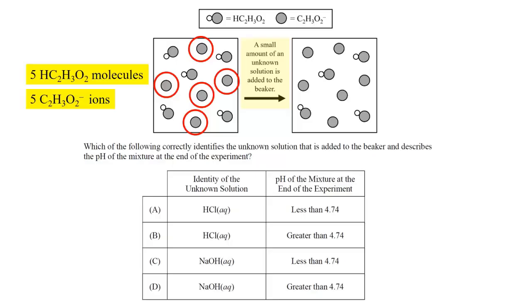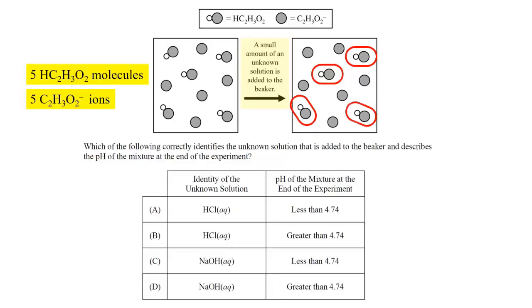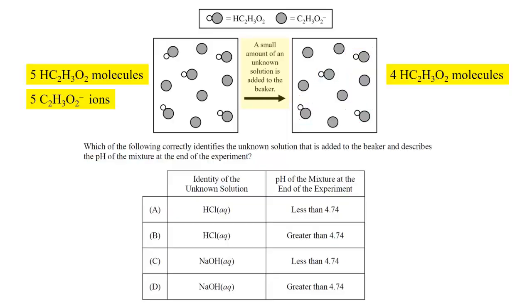Now, a small amount of an unknown solution is added to the beaker. Let's see how the components in that particulate diagram on the right are different than the diagram on the left. So I'll start by counting the acetic acid molecules. 1, 2, 3, 4. So I lost one of those acetic acid molecules. And if I count the acetate ions, I get 1, 2, 3, 4, 5, 6.